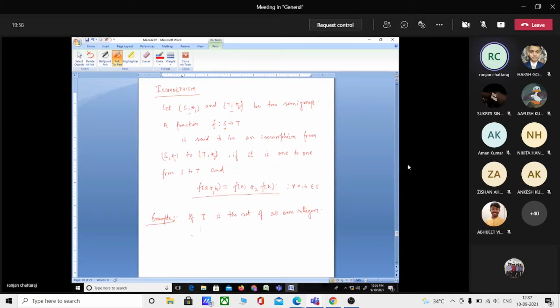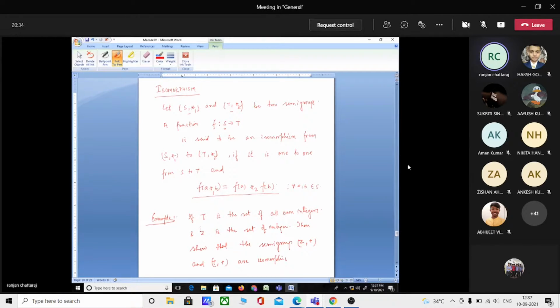Therefore, AB is equal to AC, which implies B is equal to C. The procedure is the same. By the left cancellation law, since G is a group, the left cancellation as well as the right cancellation law of a semigroup holds good for G. Is it clear? So the inverse is also unique. You are not getting the true inverse of this. Z with plus and T with plus are isomorphic.